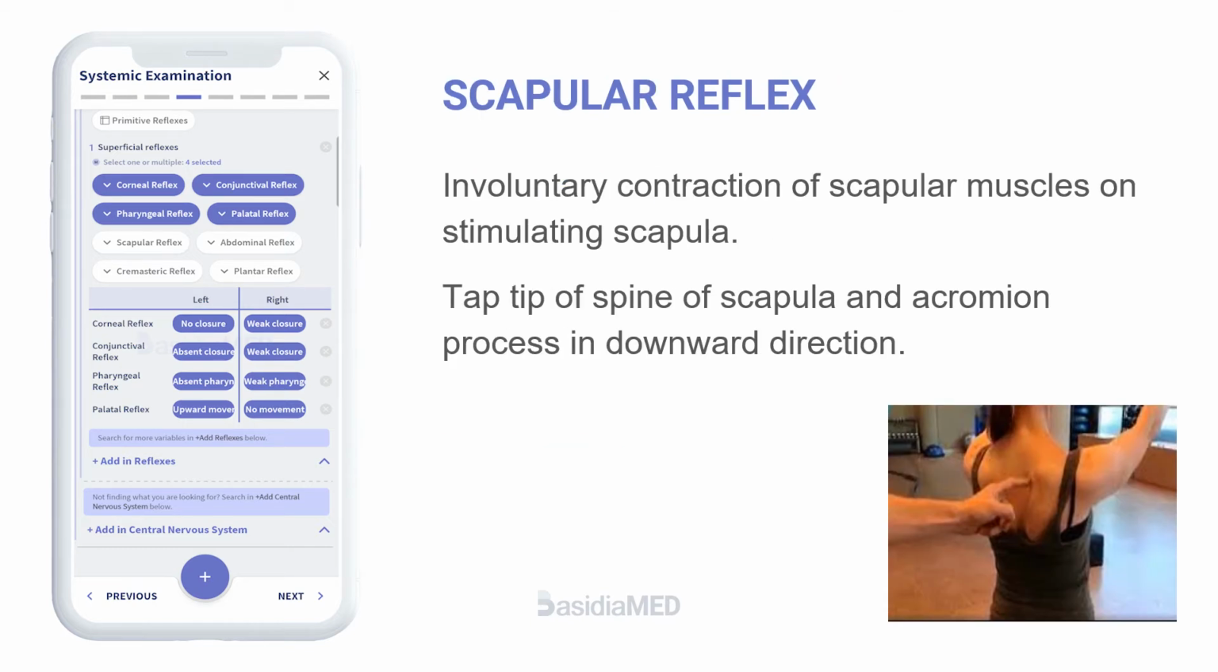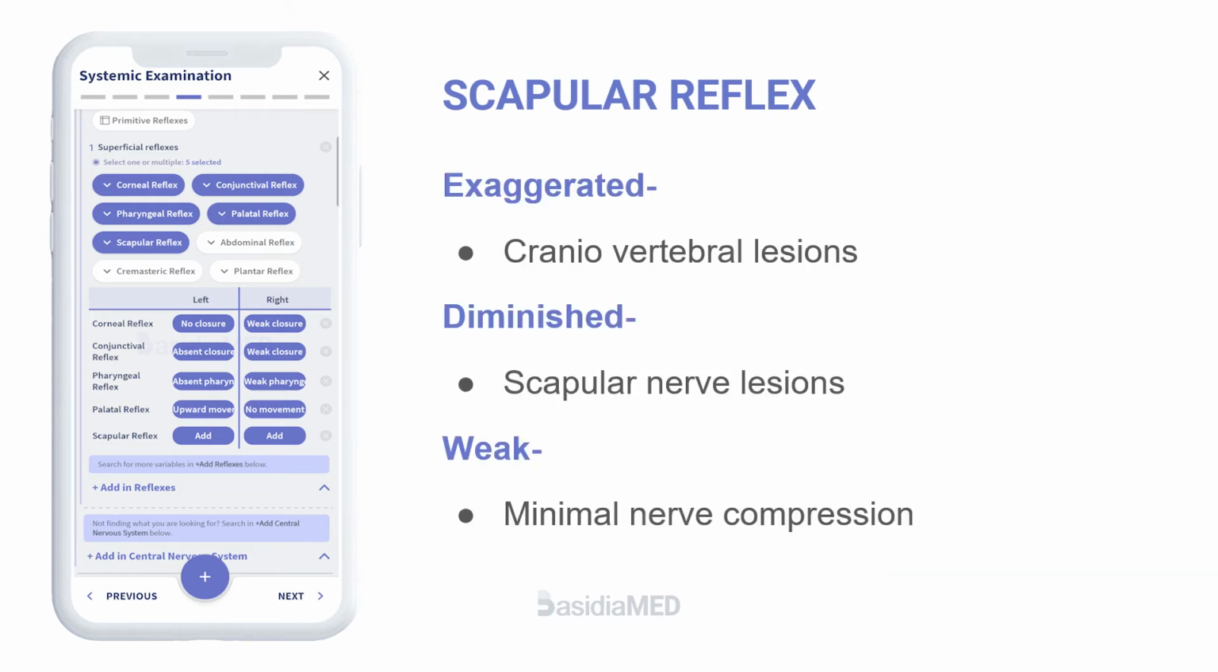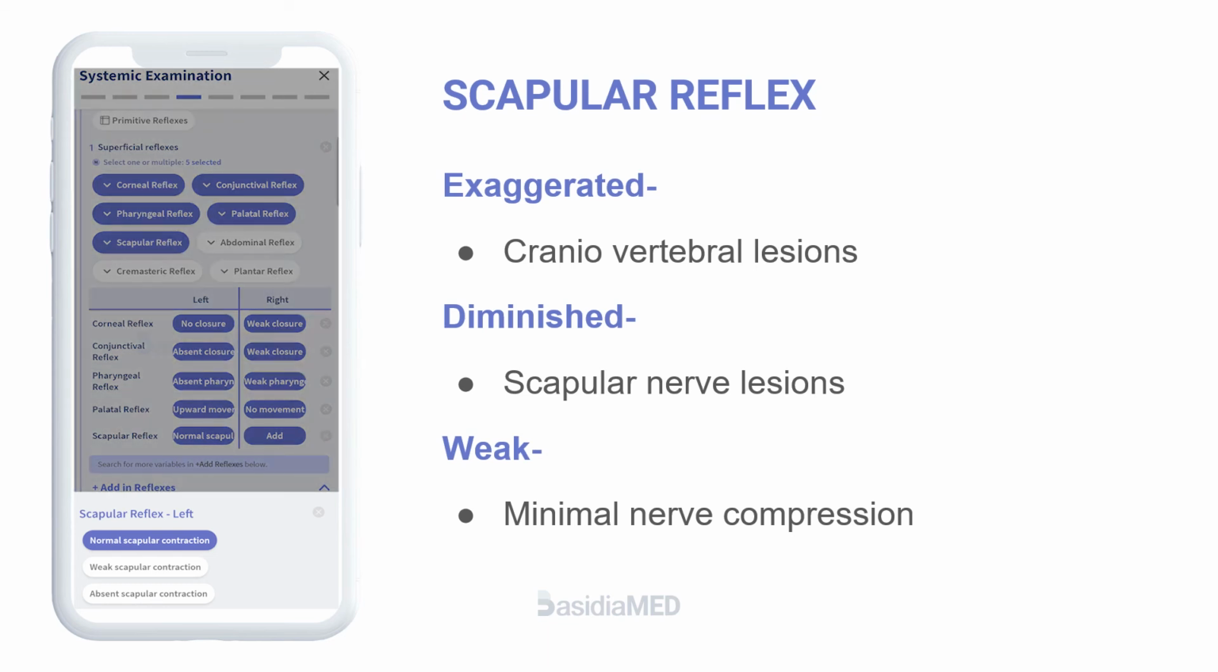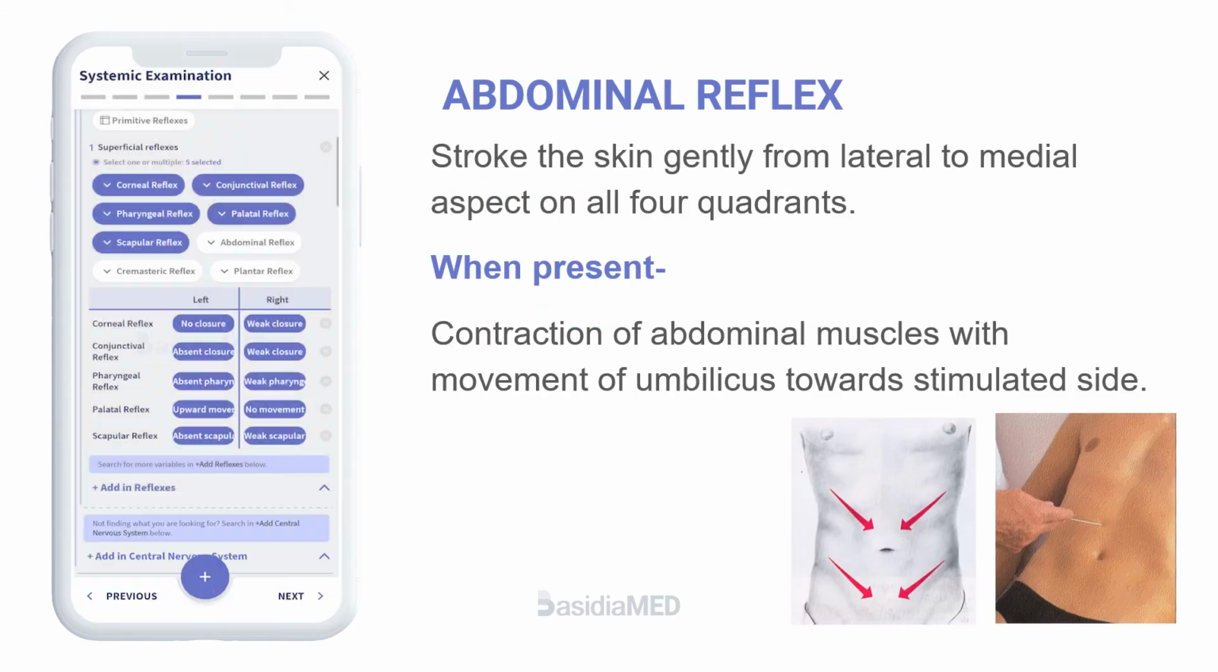A scapular reflex is the involuntary contraction of the scapular muscles when the skin over the scapula is irritated. Tap the tip of the spine of the scapula and acromion in a downward direction. Scapular reflex is exaggerated in craniovertebral or high cervical lesions and diminished in dorsal scapular nerve lesions. In weak reflexes, suspect slight nerve compression and inflammation.